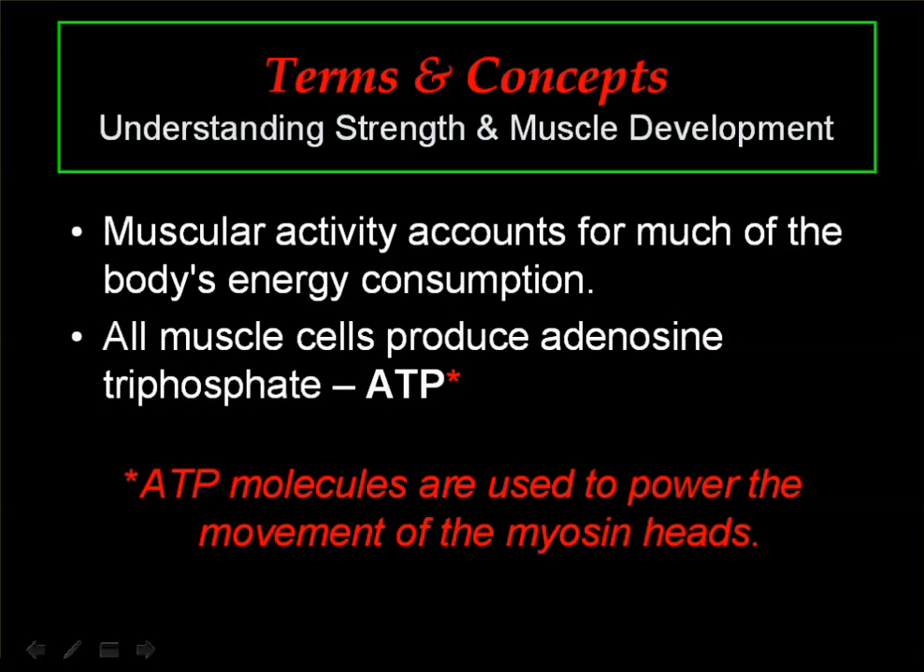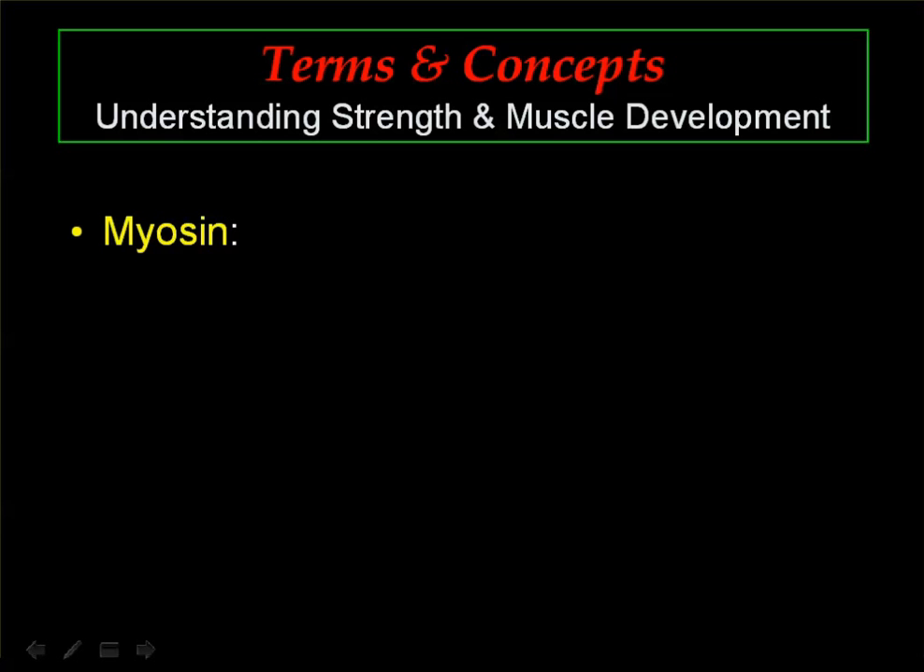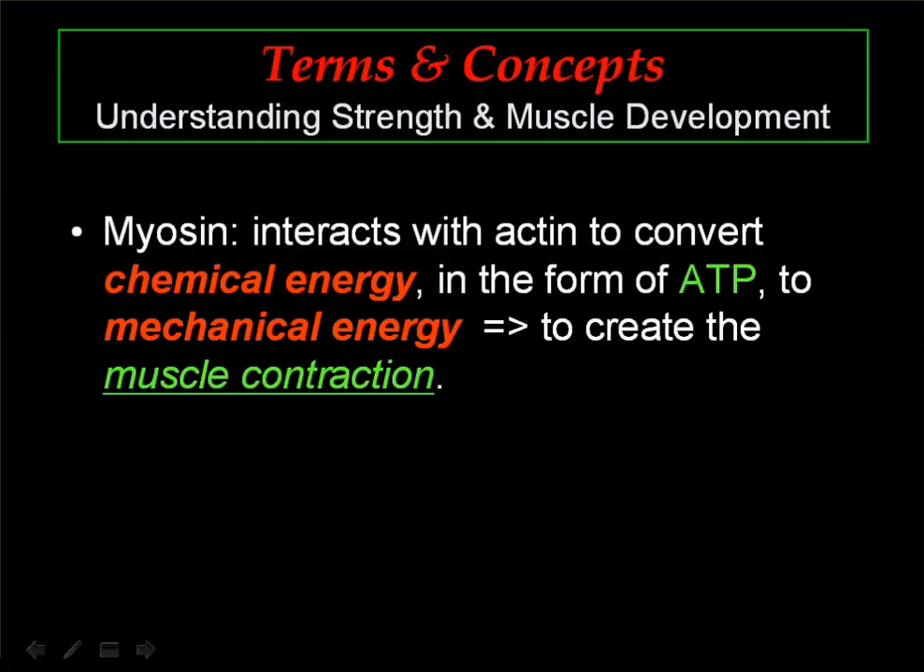ATP molecules are used to power the movement of the myosin heads. Now, let's not confuse that with the attachment areas of the muscles or terms such as deltoid heads. These are the actual muscle fibers themselves. Let's look a little deeper into the term myosin and better understand this concept of ATP. Myosin. How does myosin work? Well, in a nutshell, it interacts with actin to convert chemical energy in the form of ATP to mechanical energy to create the muscle contraction.